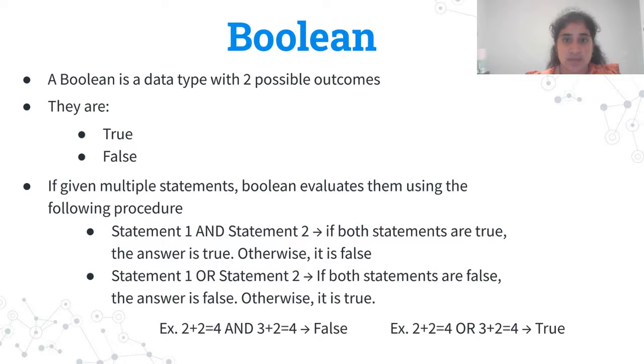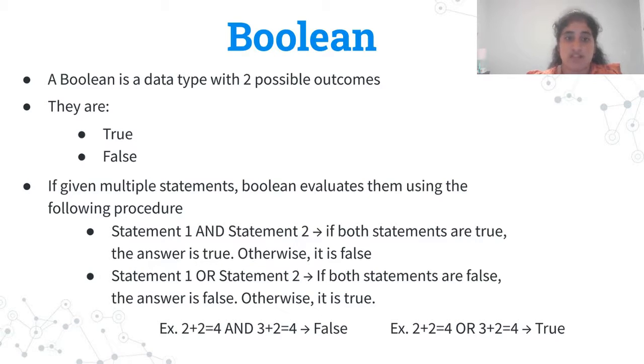If given multiple statements, Boolean evaluates them using the following procedure. Keep in mind this procedure is a bit complicated, so it's okay if you don't completely understand it the first time. If you have two different statements and an and in between them, both statements have to be true for the answer to be true. Otherwise, it's false. For example, if we look at our first example, 2 plus 2 is equal to 4 and 3 plus 2 is equal to 4, that's a true statement and a false statement. True and false equates to false.